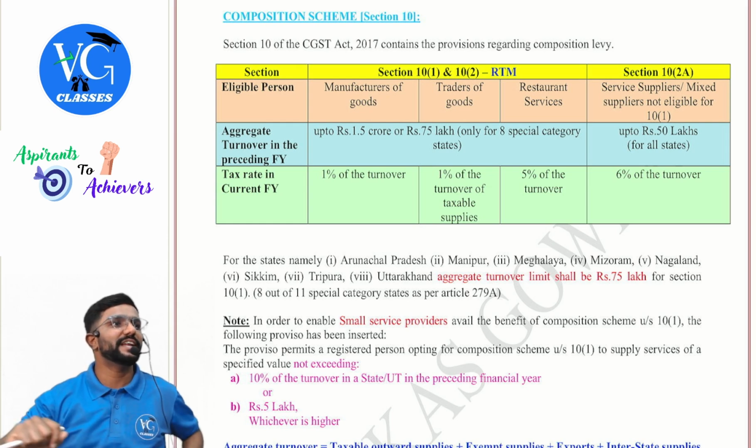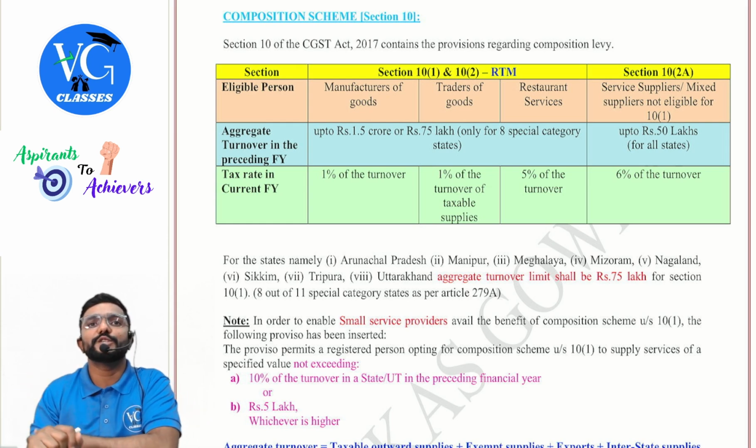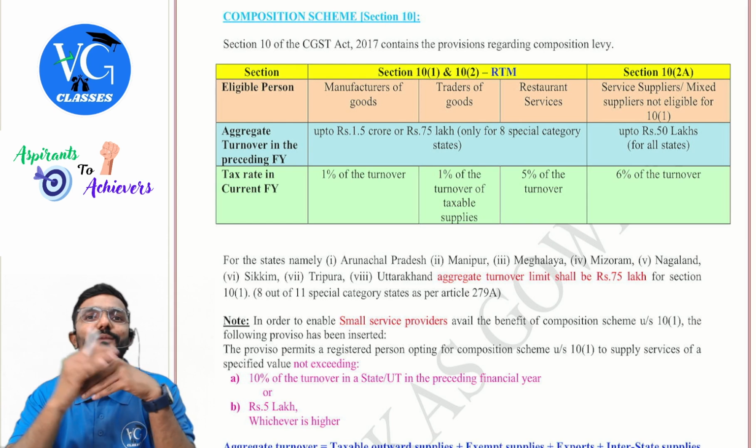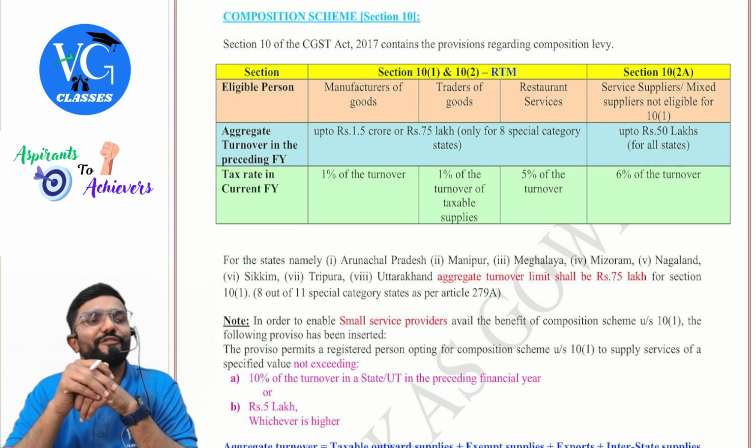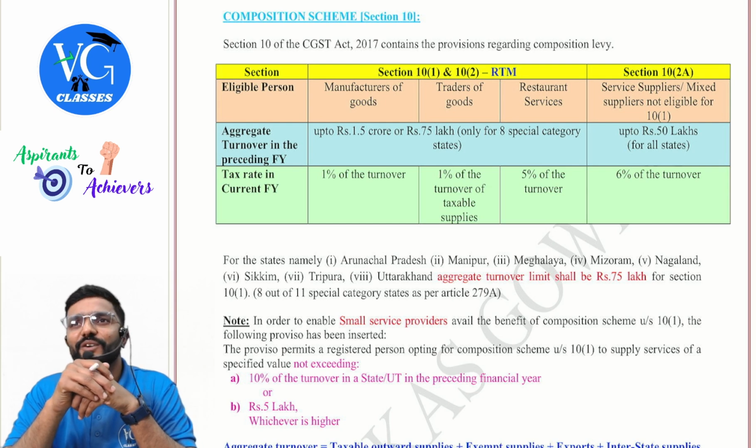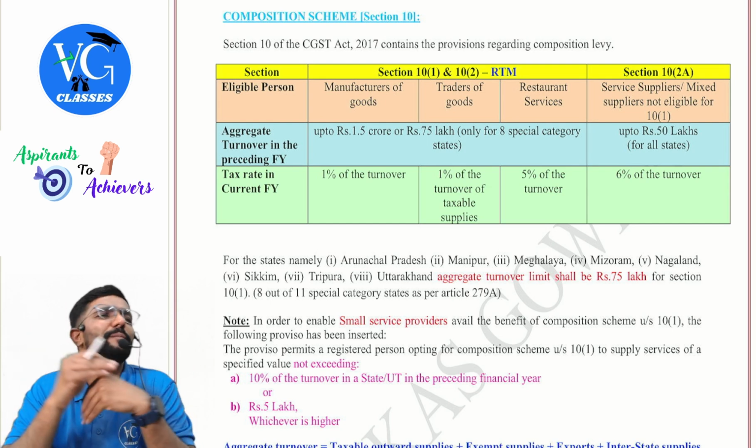Chapter, section 10, which talks about the composition scheme. Guys, in income tax, under the head PGBP we had something called the presumptive scheme, 44AD, 44ADA, 44AE. Why did they give it? To reduce my compliance burden.